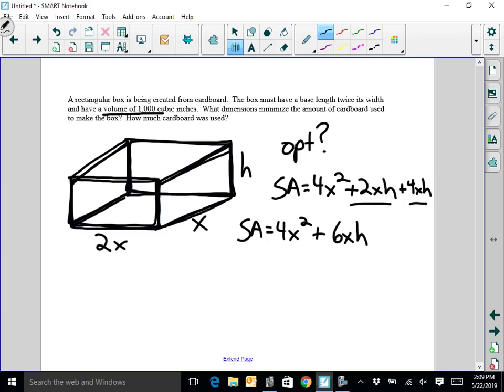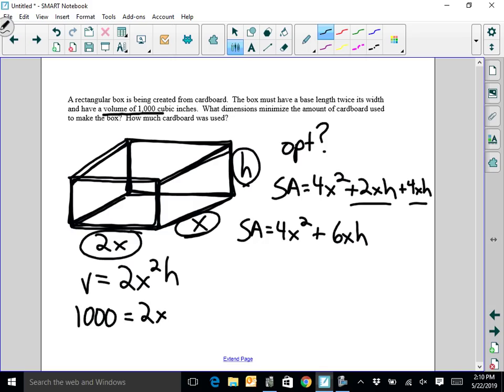So I know that the volume of this box in equation form would be length times width times height. When I multiply those up, 2x times h is 2x squared h. And I know the volume must be 1,000. So I'm going to set 1,000 equal to 2x squared h.